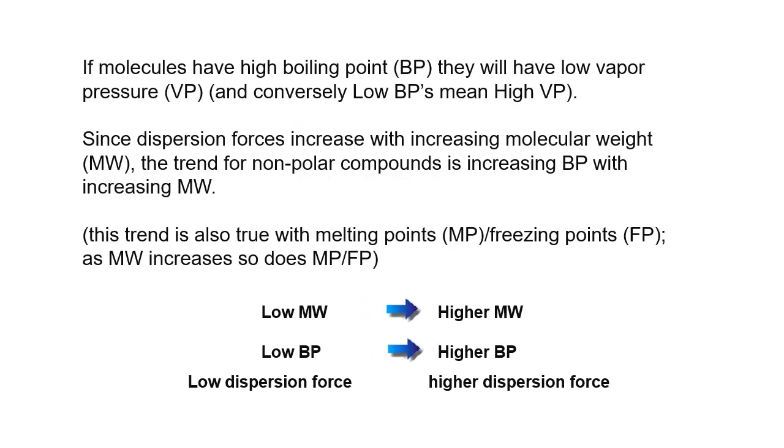We also should note that molecules with high boiling point will have lower vapor pressure and the other way around. Since London forces are directly proportional to molecular weight and molecular weight is proportional to boiling point, it means that London dispersion also contributes to high boiling point.